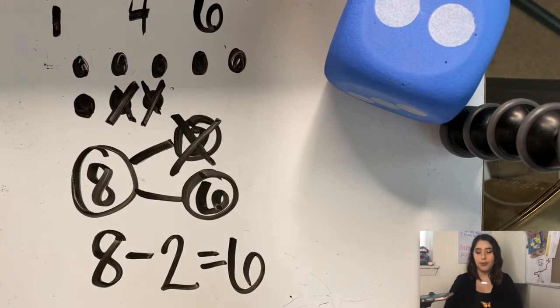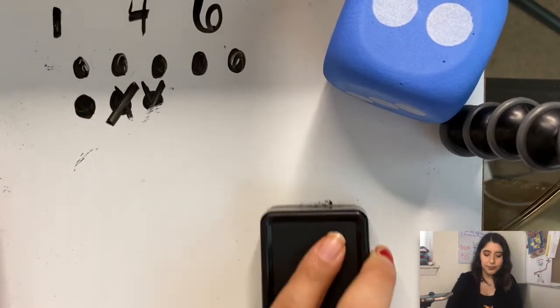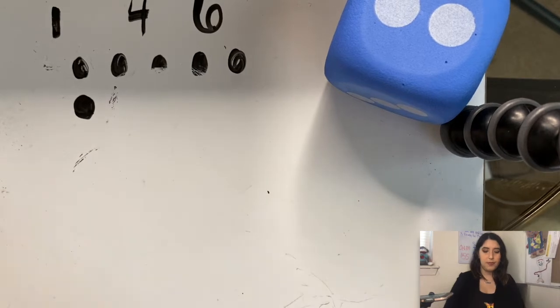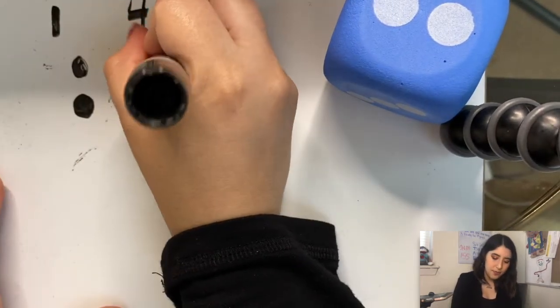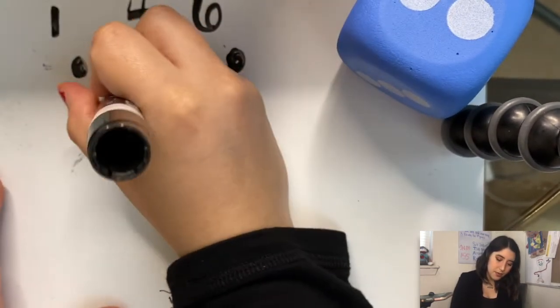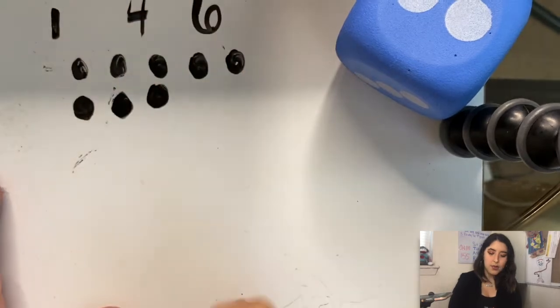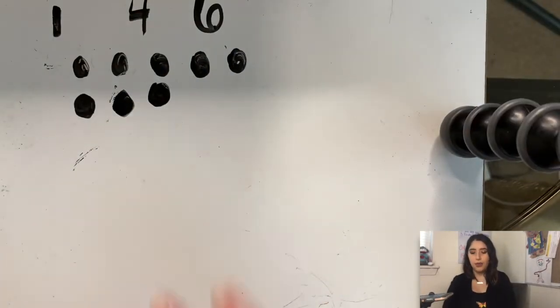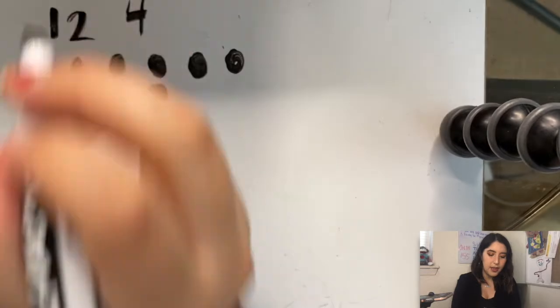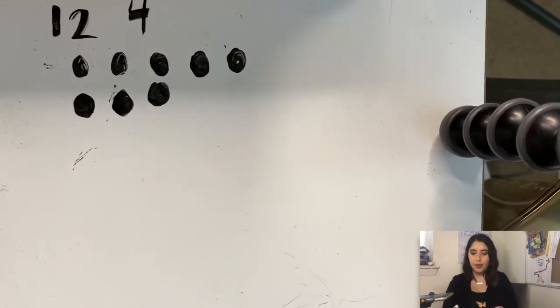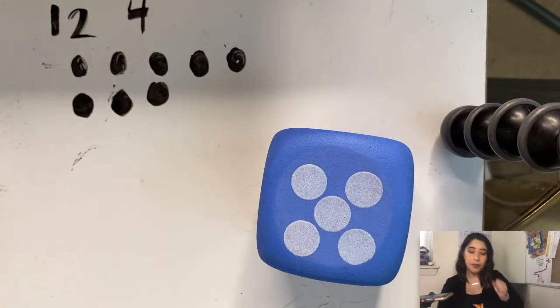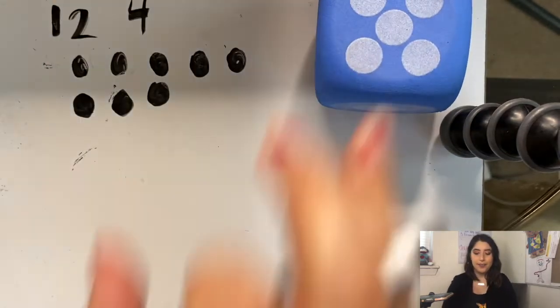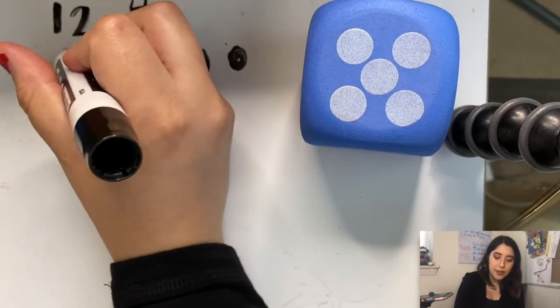Let's do 2 more. Roll the dice. Oh, it's not 6. What am I doing? My head is just in la la land, isn't it? We got this number. What number is that? 5. 5.